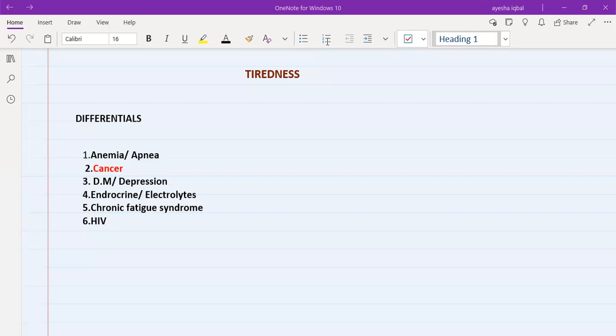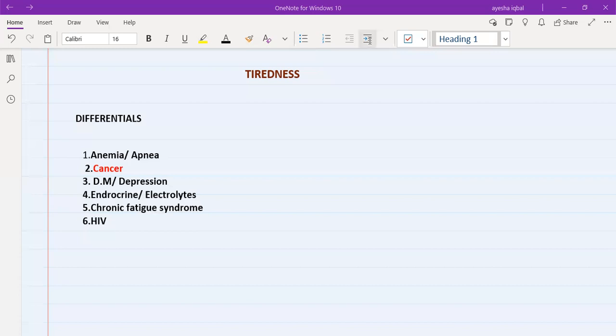Okay. So the first differential for tiredness is anemia, which is the most common one as well. So here, the patient will have, along with fatigue, the patient will complain of dizziness, the patient will complain of heart racing. There may be some history of blood loss from the body, blood loss in the stool, or maybe diarrhea, or there may be history of poor dietary habits. So iron deficiency anemia, okay, or it may be vitamin B12 deficiency anemia because of diarrhea or because of any surgery on the stomach or because of pernicious anemia.